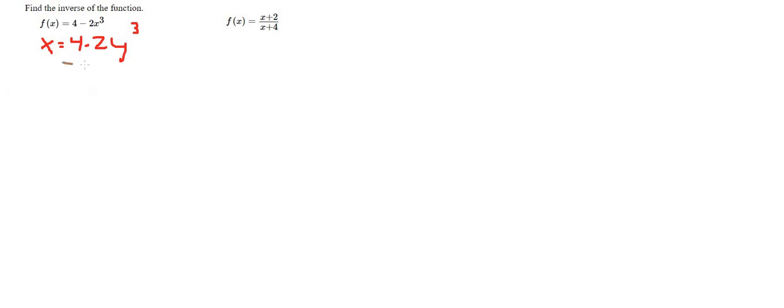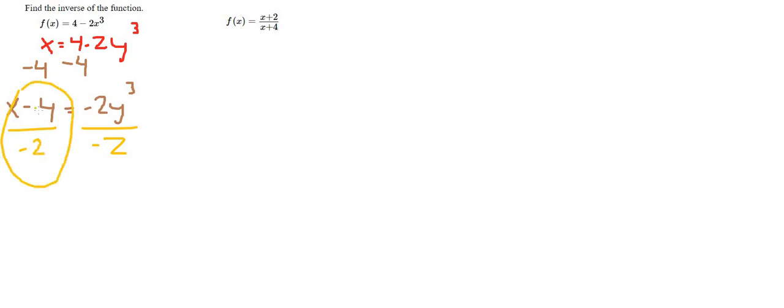So the first thing we would do is subtract 4 on both sides, which is going to give us x minus 4 equals negative 2y to the third power. Then we can divide both sides by a negative 2. And we could leave it written like this, because it may not require us to simplify it, but we may also want to write this as negative 1/2 x plus 2, just to make it a little bit cleaner, equals y to the third power.